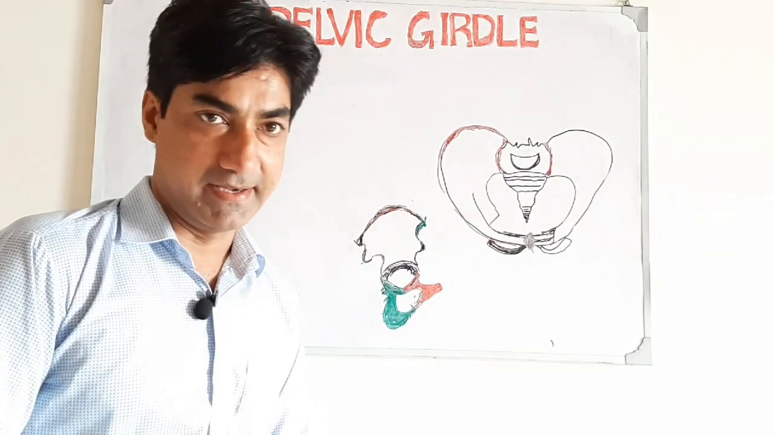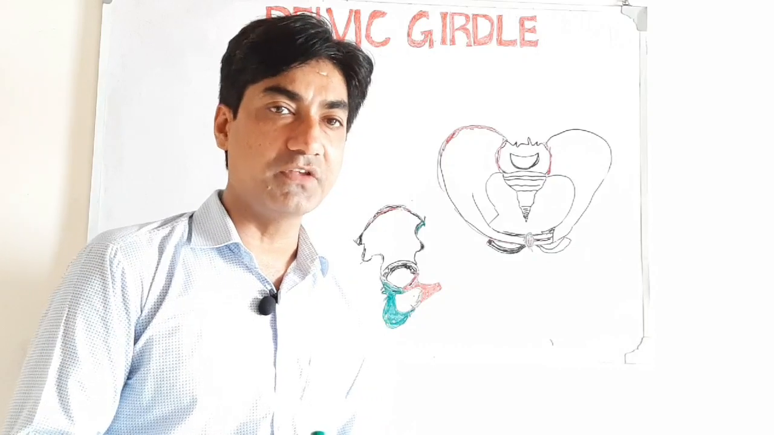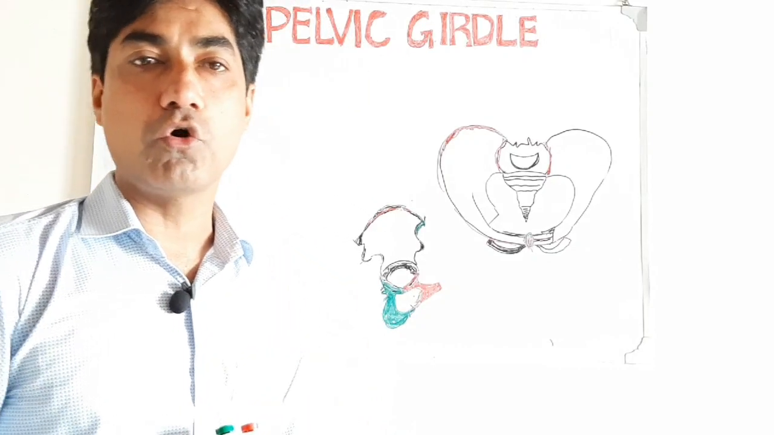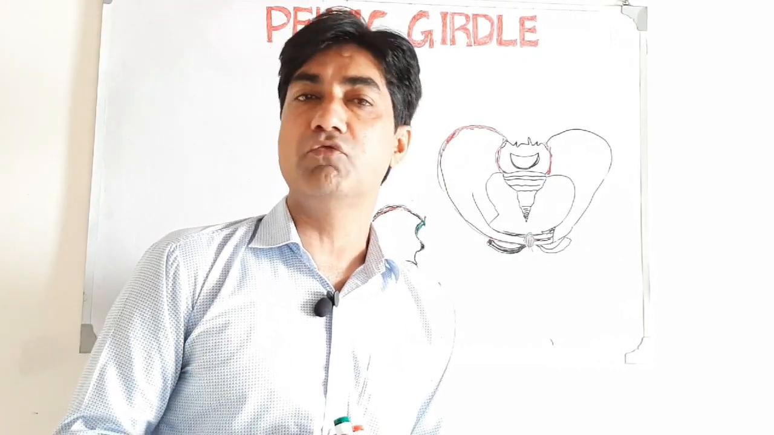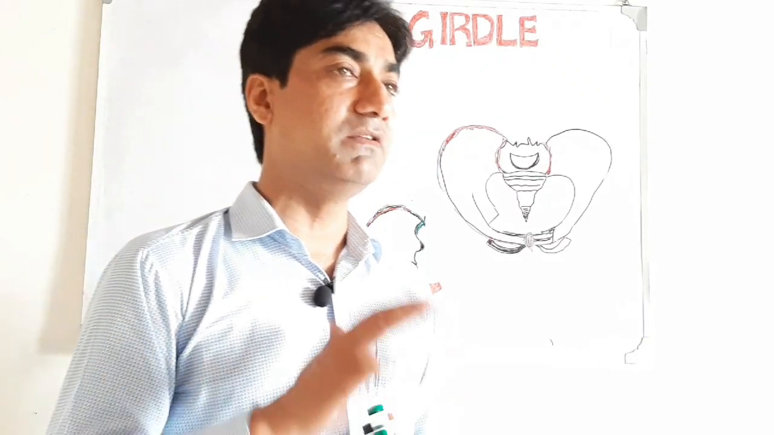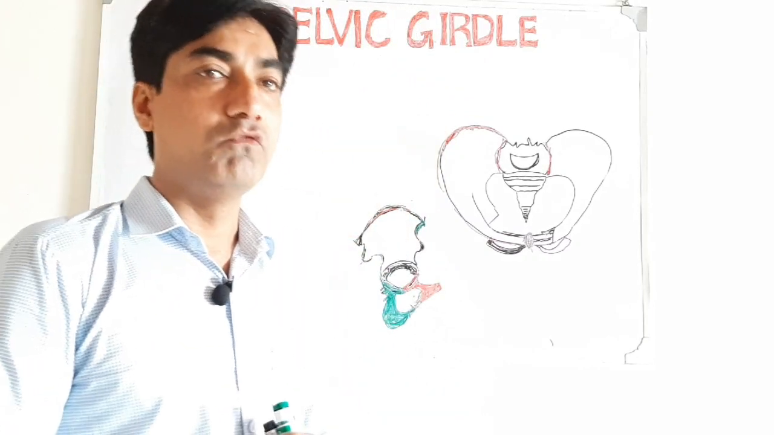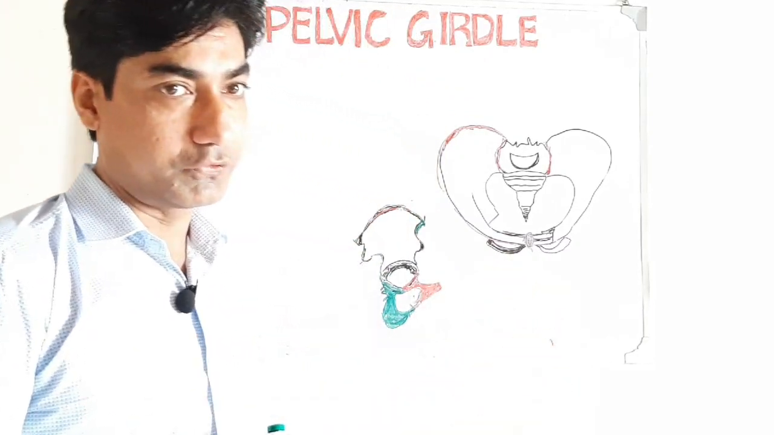Talk about the pelvic girdle. The pelvic girdle is shaped like a ball. It consists of four bones: two os coxae, the sacrum and the coccygeal. The sacrum and coccygeal we have discussed earlier in a previous lecture, as they are part of the vertebral column. We will just discuss the os coxae.